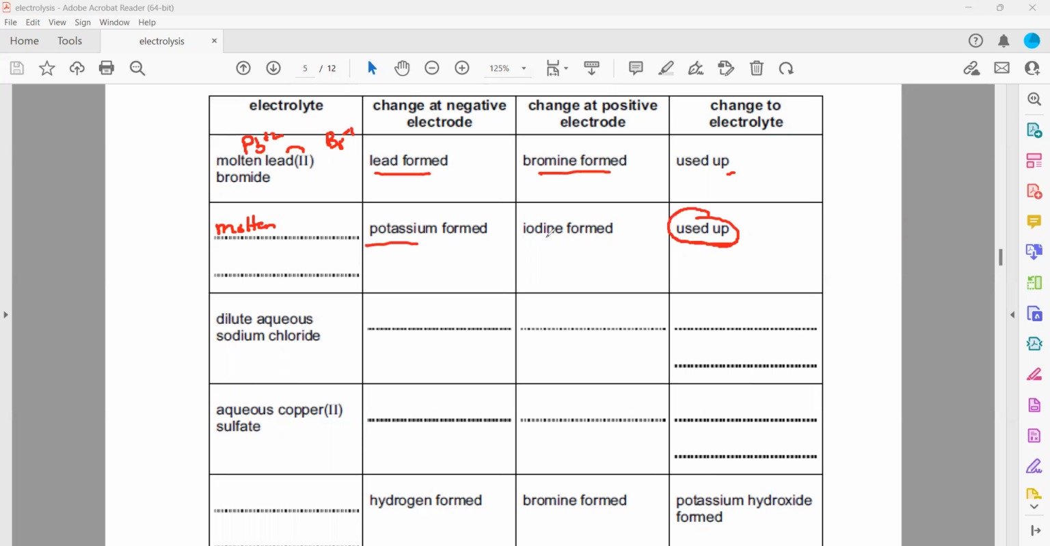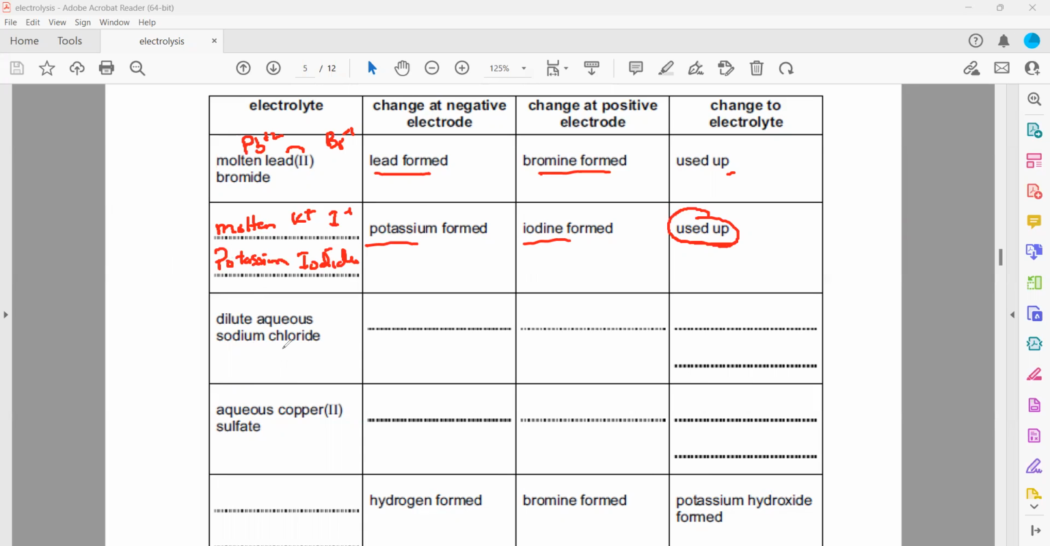If electrolyte is used up, it should be molten. But what molten? Because potassium and iodine are moved, it should be potassium iodide. So we should have molten potassium iodide. That's why the potassium ions will move towards the cathode and the iodide ions will move towards the anode.